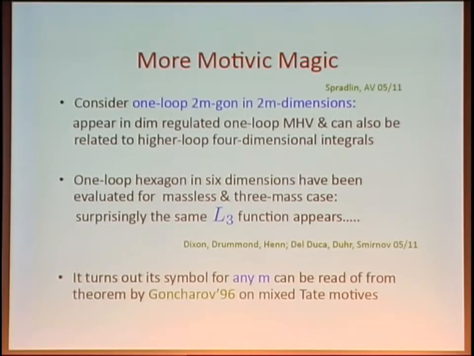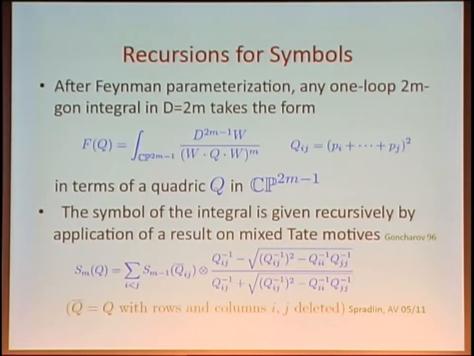So we thought, okay, why? Let's wait with two loops. Let's try to look more generally at this one loop 2m-gon. It turns out that if you study Goncharov's papers on mixed Tate motives, the answer is there. It's a really miraculous fact that after Feynman parameterization, you can write any one loop 2m-gon in 2m dimensions as an integral like that.